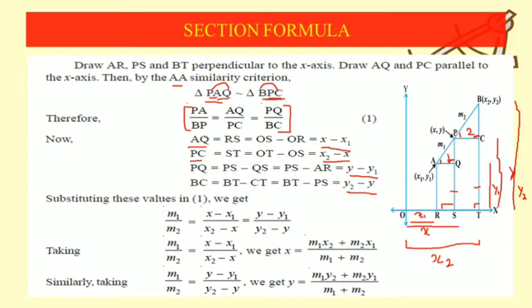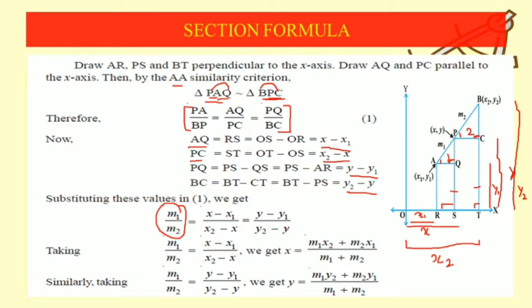Now what about PA upon BP? Now this is PA and this is PB. As we have discussed, this point P divides this complete side in the ratio m1 upon m2. It means the value for PA upon PB will be m1 upon m2, which is written here. So now in this expression number 1, we have replaced PA upon BP by m1 upon m2, and we have replaced their values from here. So we got m1 upon m2 equal to x minus x1 upon x2 minus x, equal to y minus y1 upon y2 minus y.